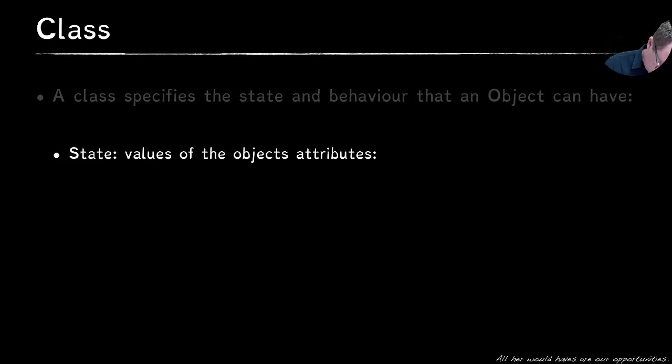Values of the objects, and that should have an apostrophe there. Objects' attributes, okay? Not there. Should have it there, shouldn't it? David will get his English correct.